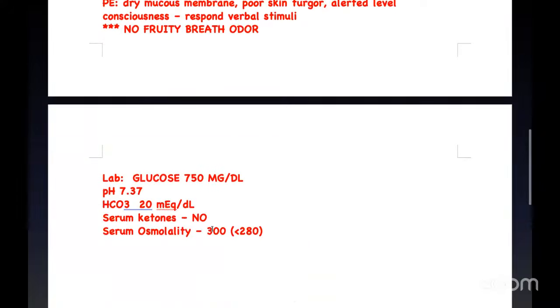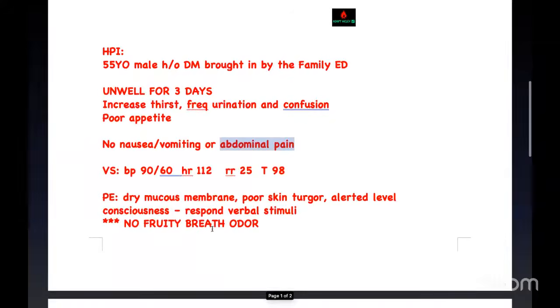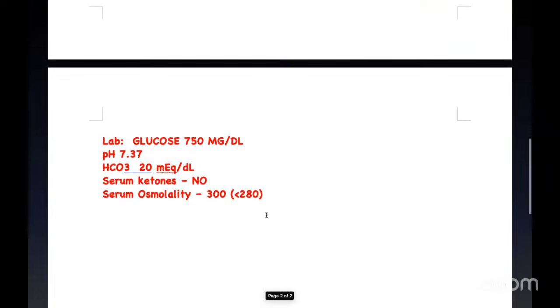You look at his labs: his glucose is 750, pH is 7.35, no ketones, osmolarity is high, and bicarbonate is 20. What do you think is wrong with this patient? What is your differential diagnosis? I see somebody said type 2 diabetes. Well, we already know the patient is diabetic. I see somebody say HHS. I see somebody say hypoglycemia. What else? Somebody said dehydration.